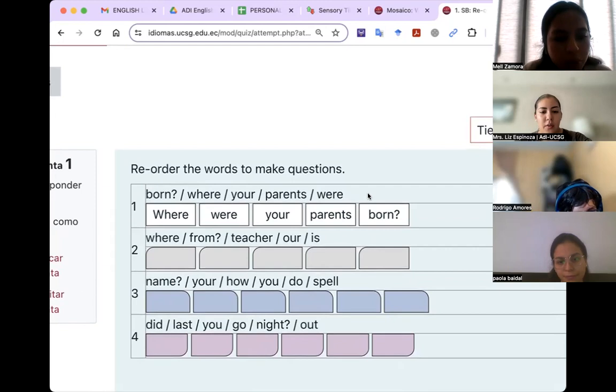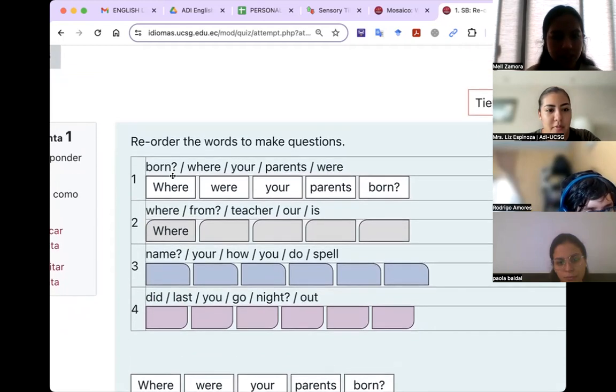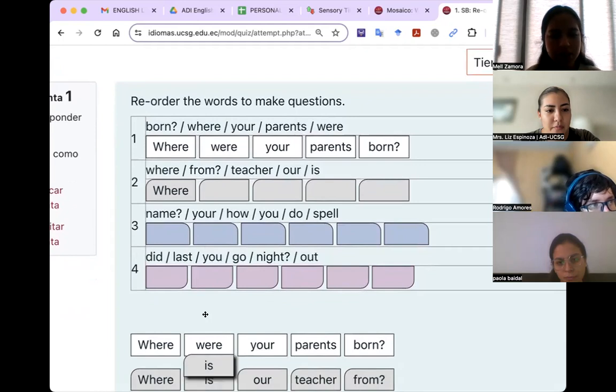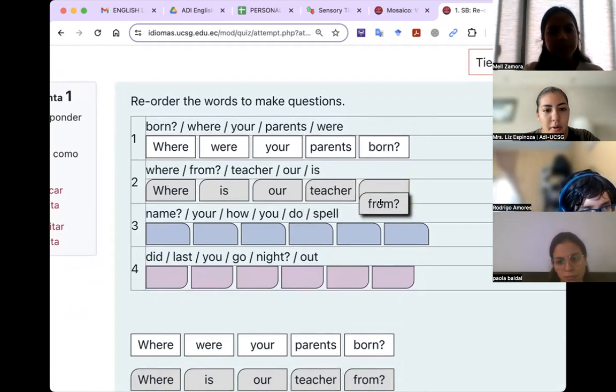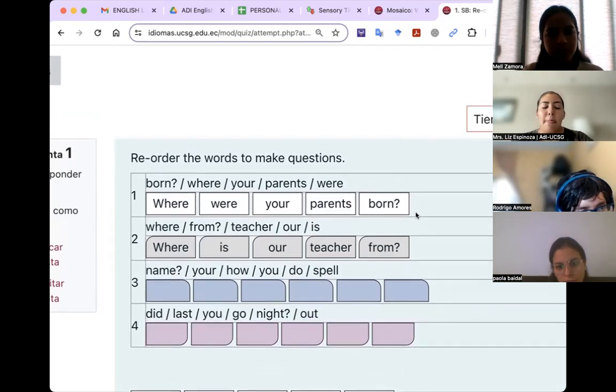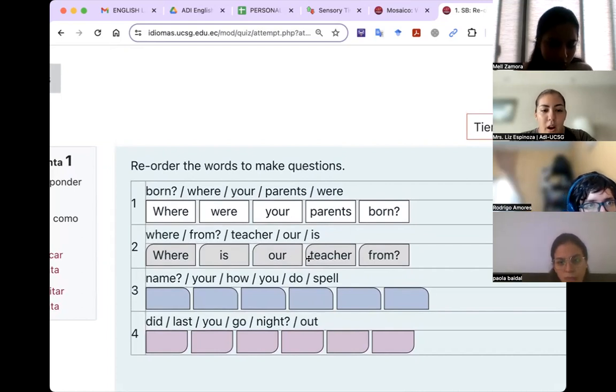Where is our teacher from? Okay, so thank you so much. So remember that in English, we do not use the question mark at the beginning, right? We only use it at the end. So WH word, in this case the verb to be, we don't need an auxiliary. The subject, in this case our teacher, and I'm asking, where is it from?